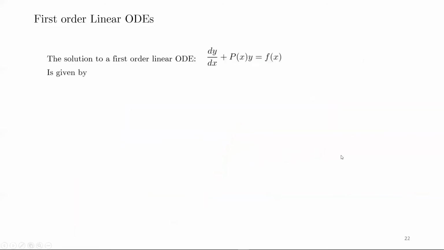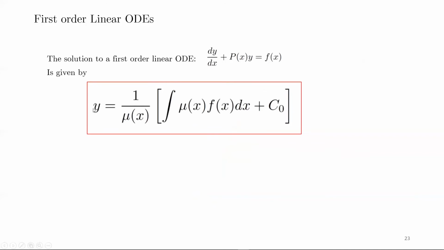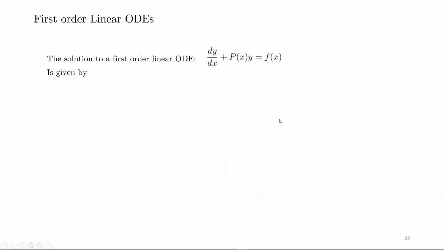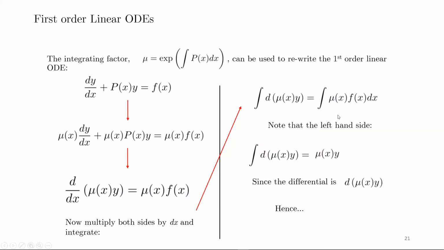Hence, the solution to the first order linear ODE, dy by dx plus p times y equals f of x, is given simply by y is equal to 1 over mu times the integral of mu of x times f of x dx plus some integration constant. So where did this come from? It came from the previous page.